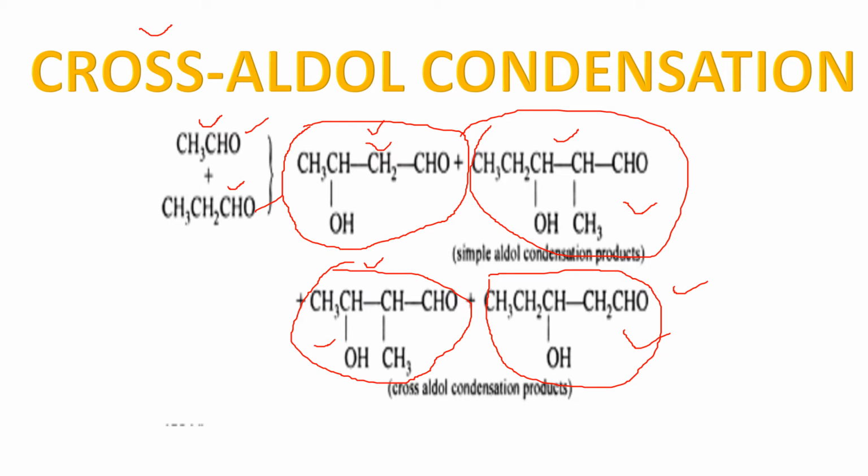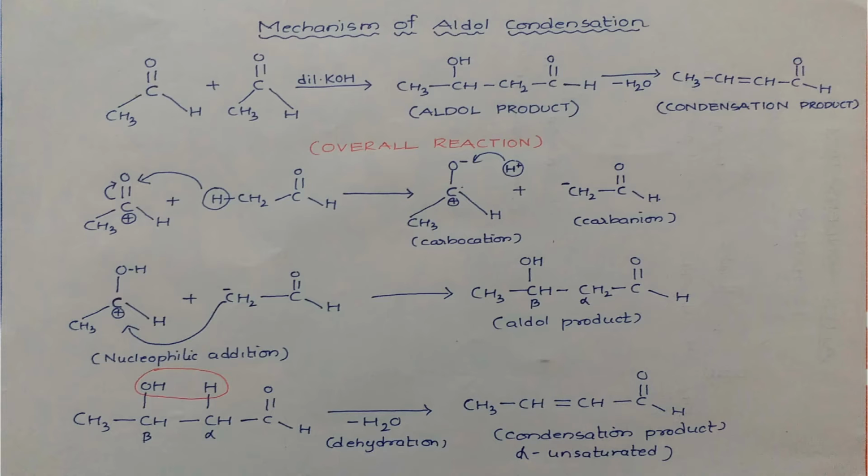Now let's see the mechanism. Under mechanism we are going to see the self-aldol condensation. Now this is the overall reaction. Ethanal with another ethanal in the presence of dilute potassium hydroxide. Firstly it forms the aldol product, the beta hydroxy aldehyde. Then this undergoes dehydration, loses a water molecule, and forms a condensation product, which is an alpha, beta unsaturated aldehyde. So this is the overall reaction. Now we'll see how the mechanism goes.